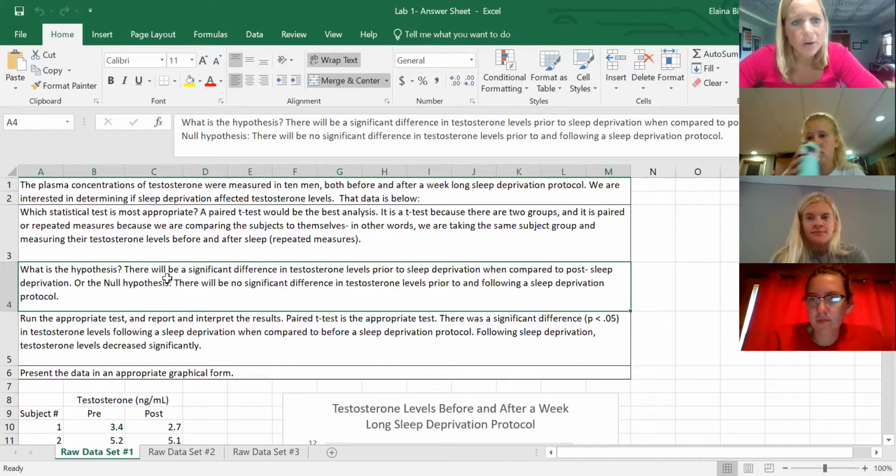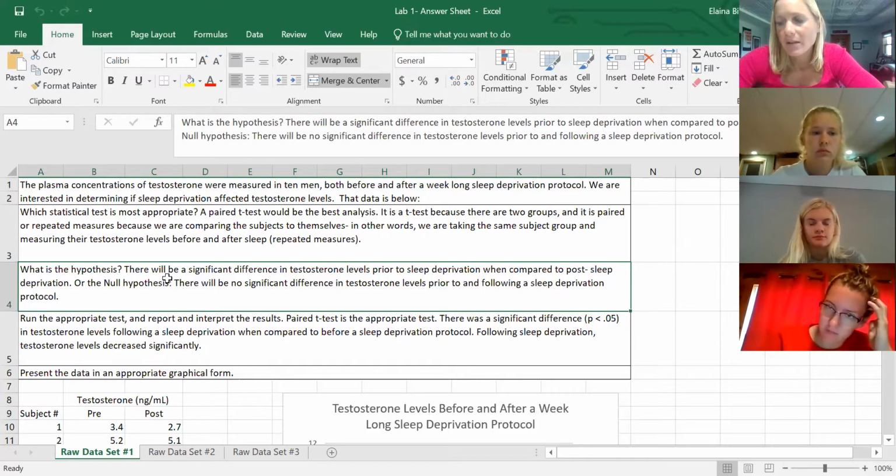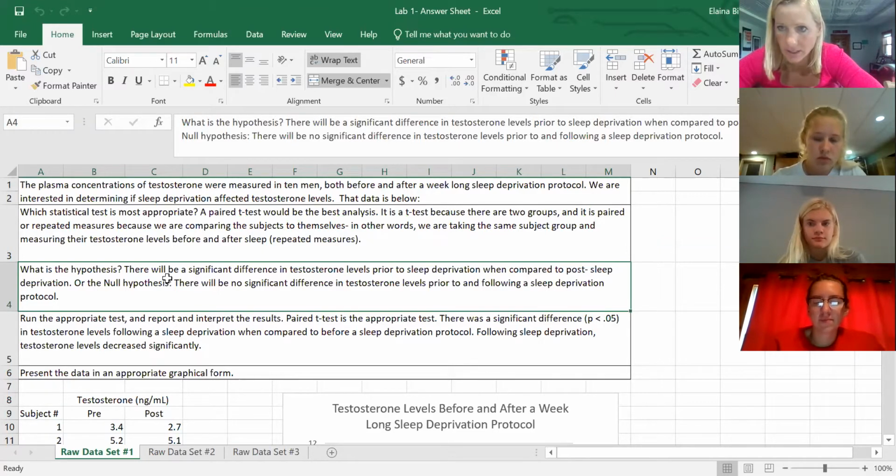The other thing to note, and this is not necessarily a pet peeve of mine, but something to think about in all scientific writing from here on out. When you take ex-phys and scientific based classes in grad school or whatever you're going to do, we want to write in third person. So instead of saying, I hypothesize that, or we hypothesize that, it's better to say the researcher believes there will be a significant difference in testosterone levels.